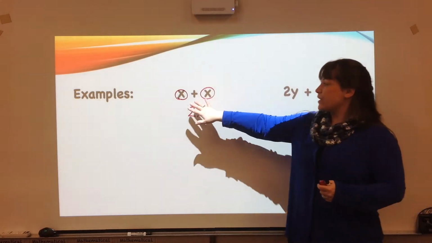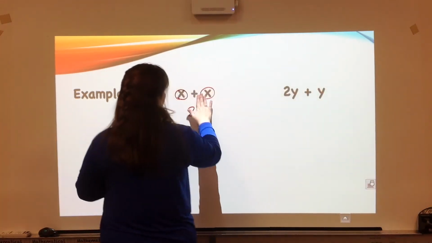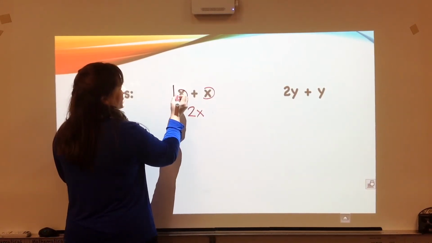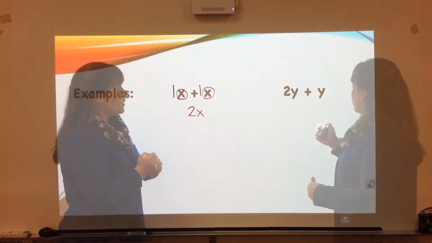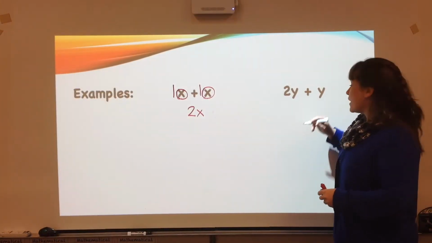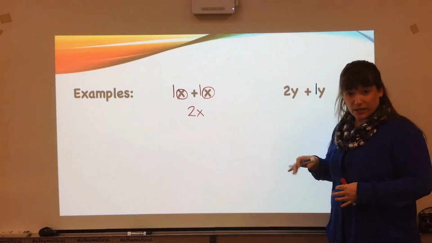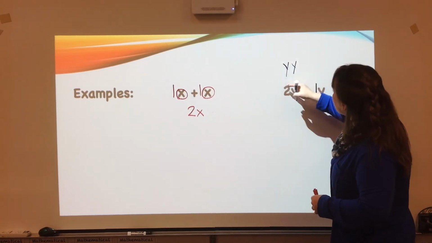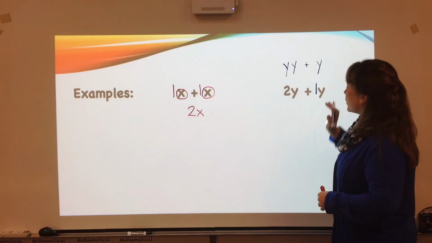Just like we did over here, we kind of pretended that there was a coefficient in front of these. So we could call it 1x, and then we add 1 and 1 and get 2. For this one, we can say that there is a 1 as a coefficient sitting next to the y. If we drew this out, we would have 2 y's representing this 2y, and then another y over here.